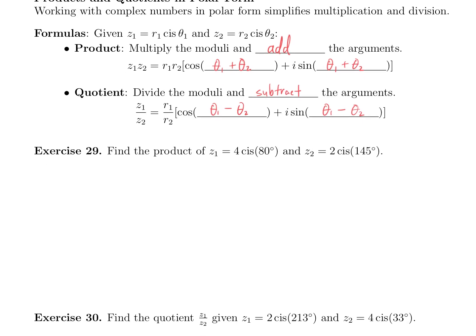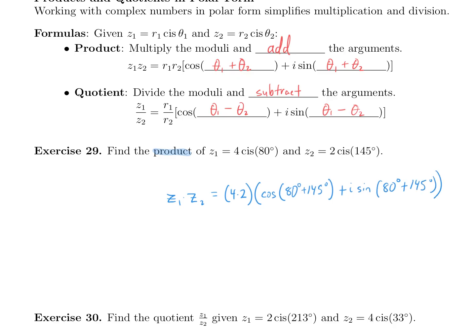So we have two complex numbers in polar form, and they're asking us to find the product. So the product means we're going to multiply. So let's apply the formula. We're going to do z1 times z2. That means we're going to multiply the moduli. So that's going to be 4 times 2. And then we're going to add the arguments. So cosine of 80 plus 145 plus i sine, same thing, 80 plus 145 degrees.